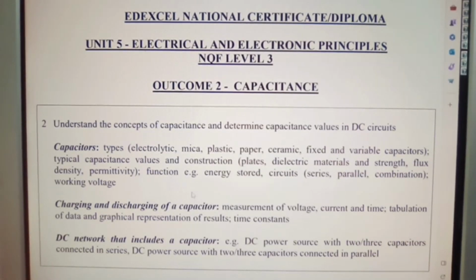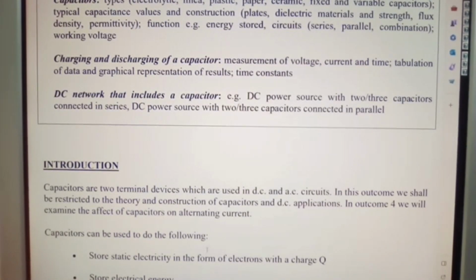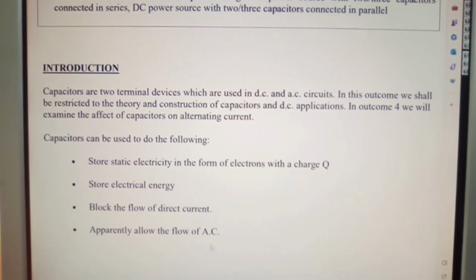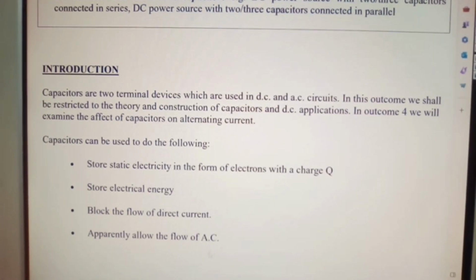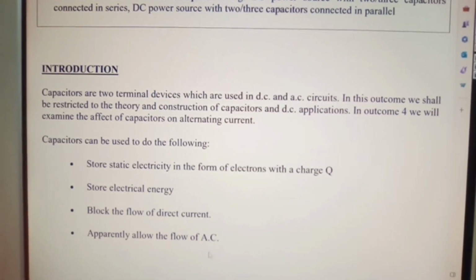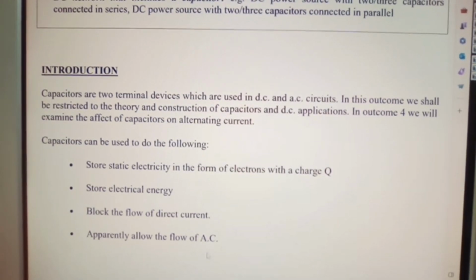Now I would love to have colored you in, but I can't do that, so I got to use you as you stand. Okay. So let's look at the introduction. Capacitors are two terminal devices which are used in DC and AC circuits. In this outcome, we shall be restricted to the theory and construction of capacitors and DC applications.